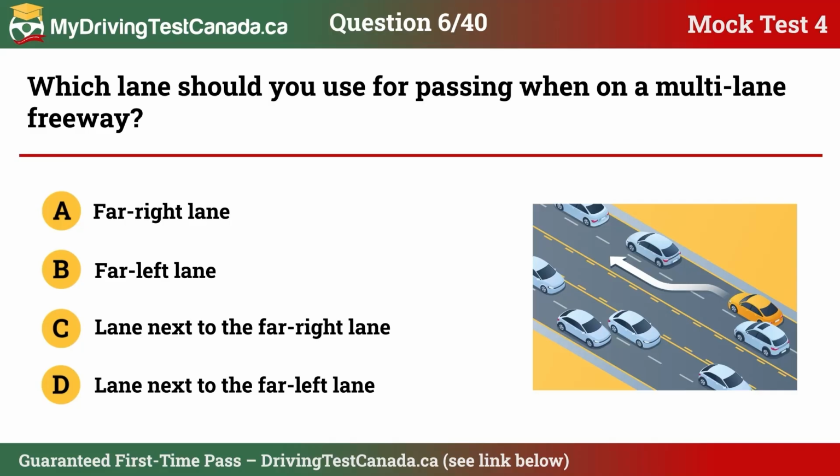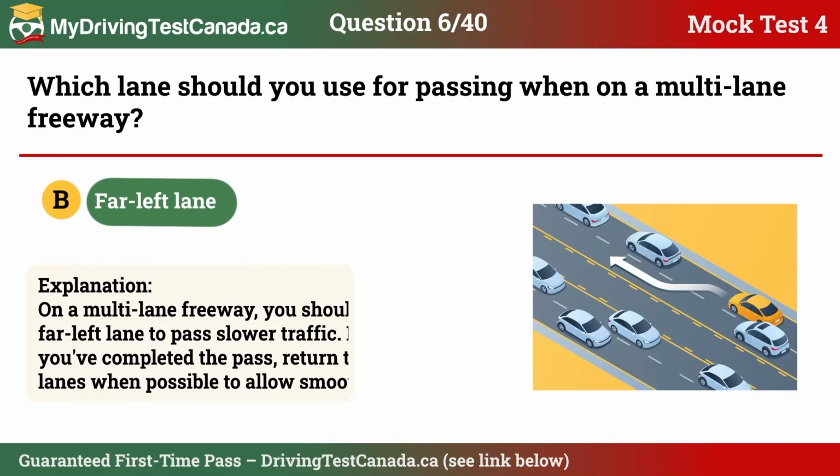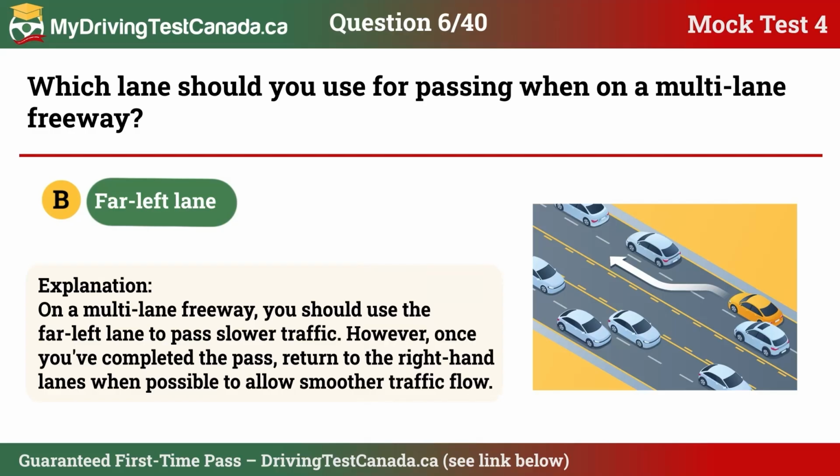The correct answer is B. Far left lane. Explanation. On a multi-lane freeway, you should use the far left lane to pass slower traffic. However, once you've completed the pass, return to the right-hand lanes when possible to allow smoother traffic flow.